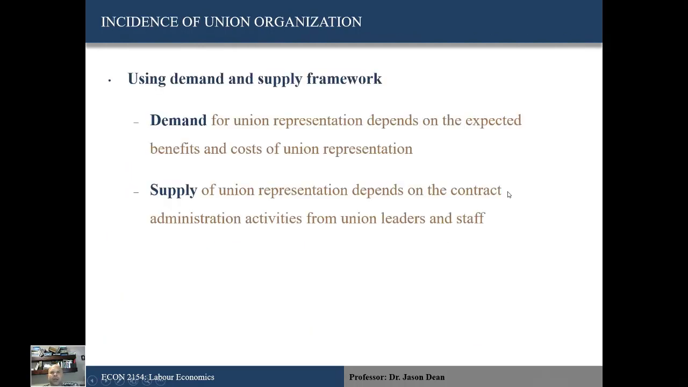So we're now going to look at unionization in the context of our supply and demand framework. When we think of demand, we're thinking of the demand for union representation, and it depends on the expected benefits and costs of union representation. Now, what about supply? Unions are going to be supplying representation, and that of course is going to depend on the contract administration activities of the union leaders and staff.